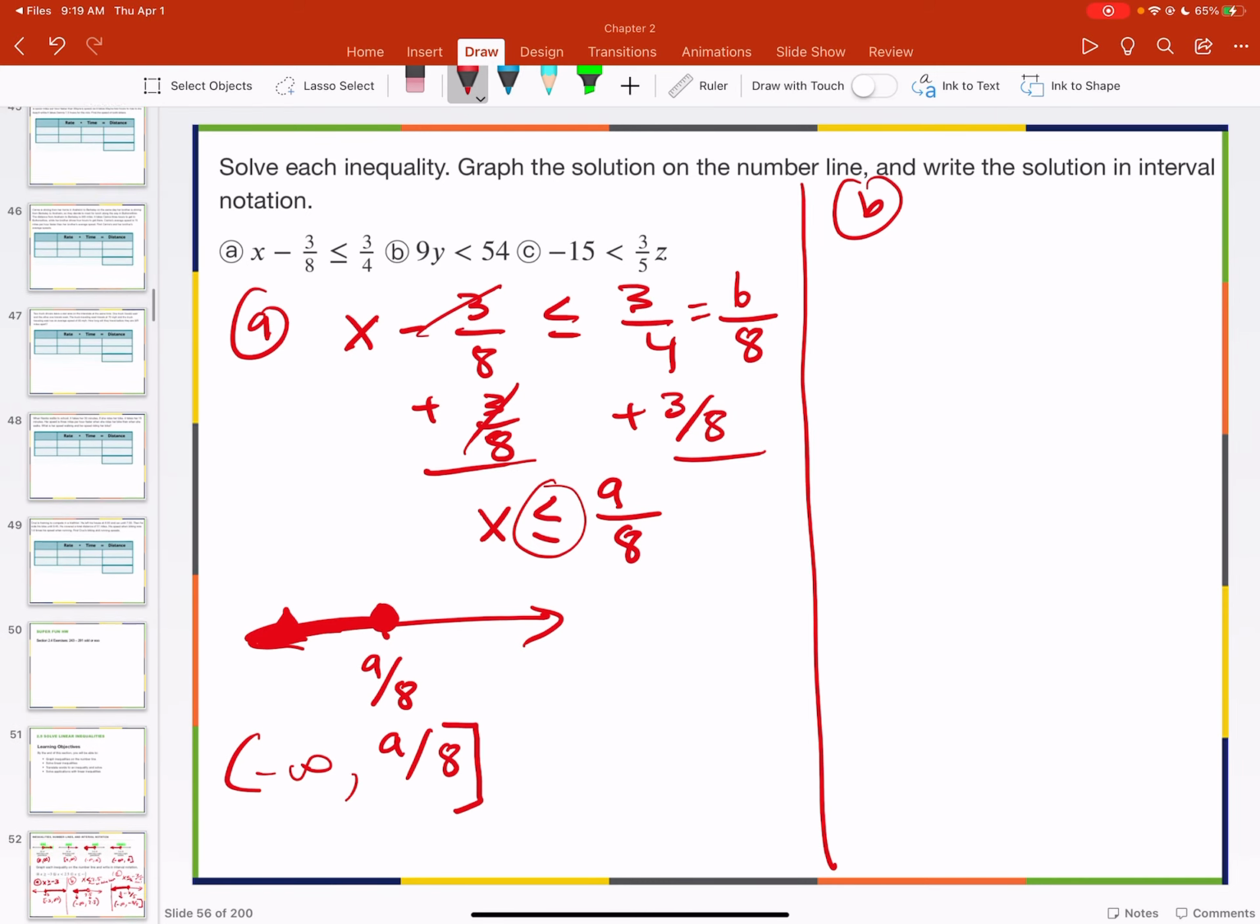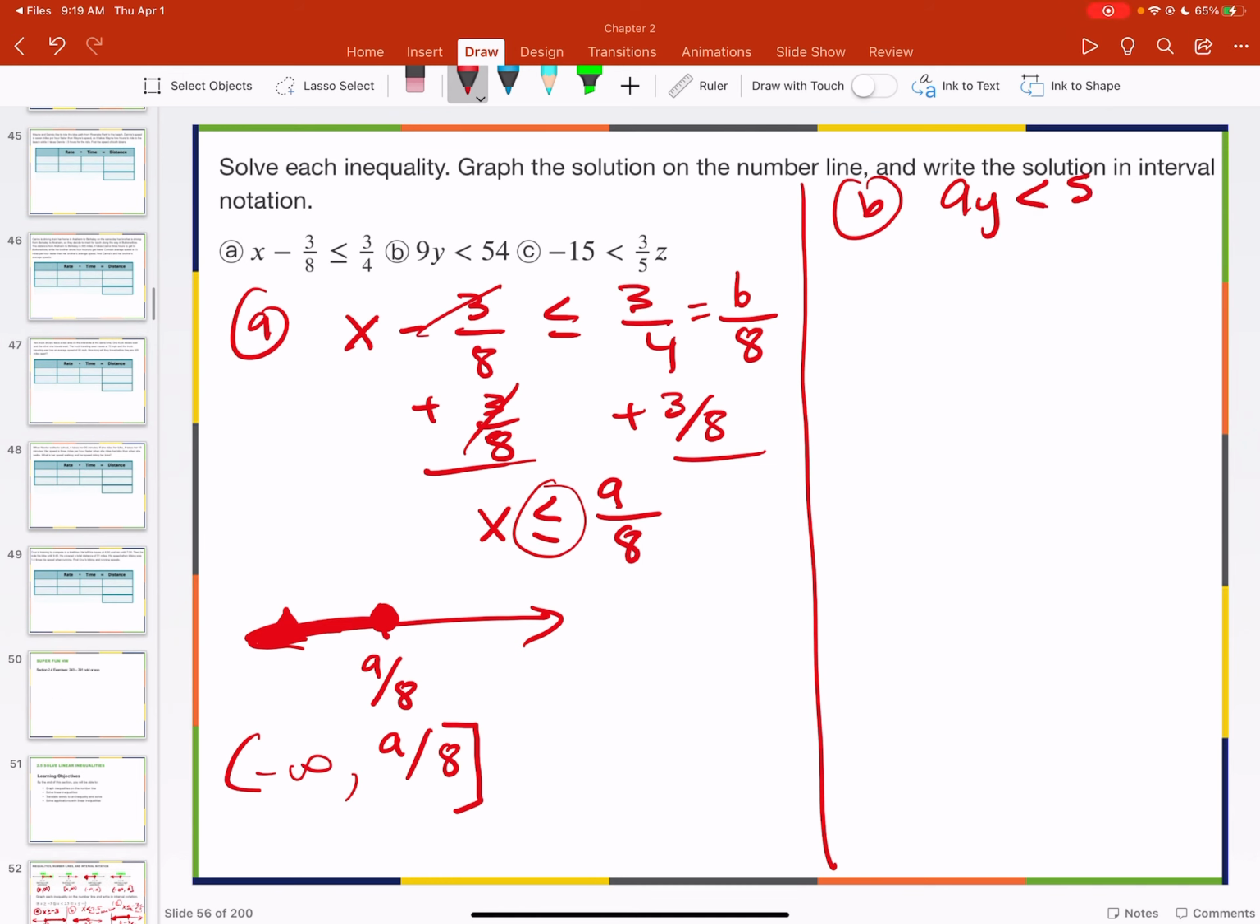B says 9y is less than 54. So to solve for y, just divide by 9. We get the value y less than 6. Okay, what does that look like on the number line? Here, 6. Do I include it? No, I do not. Open circle. What side am I shading? It's all the values that are less than 6. So I'm going to the left. Remember, less than is left.